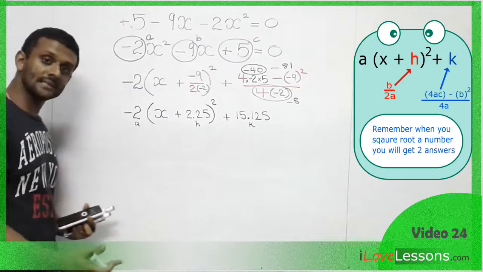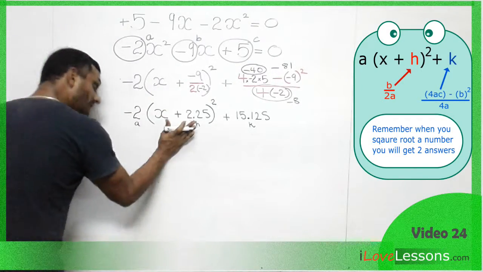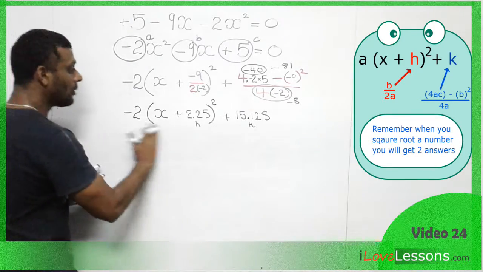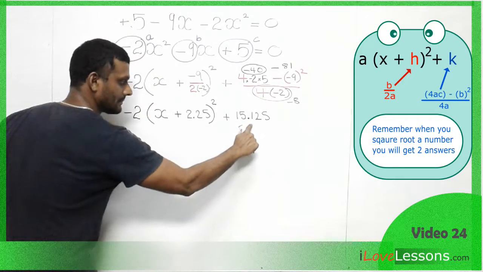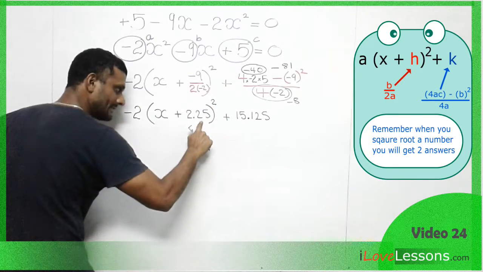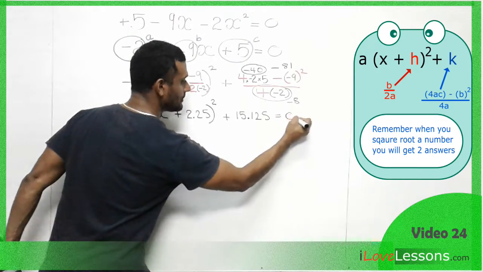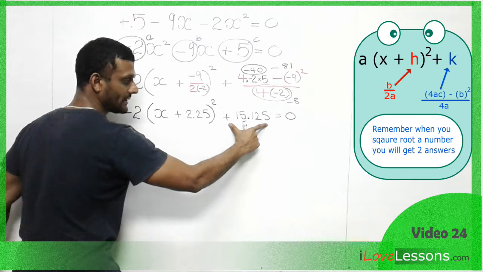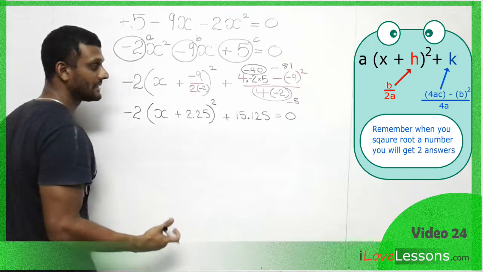We have expressed the quadratic in vertex form. Let's solve the quadratic now using the vertex form. So remember who we're going to throw across first, second, third, and fourth? First, second, third, fourth. So let's begin. Don't forget to put it equal to 0. So we're going to take the positive 15.125, throw it across, and we will get negative 15.125.